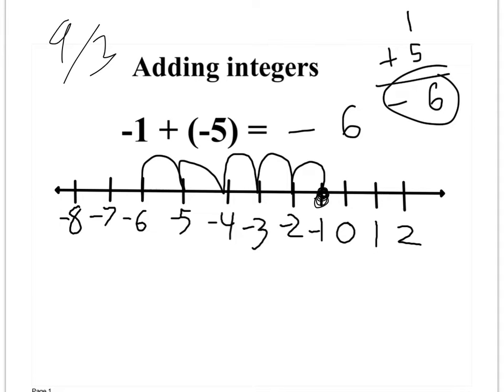If you know that they're both negative, so your answer has to be negative, then you can add the two numbers, and then make your answer negative.